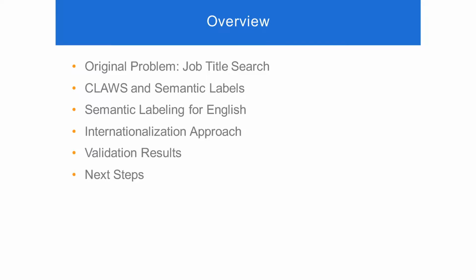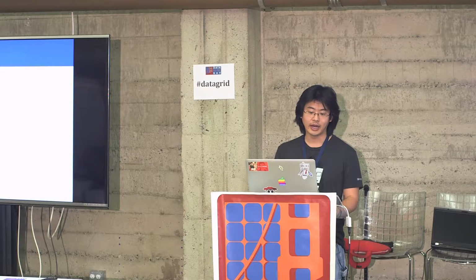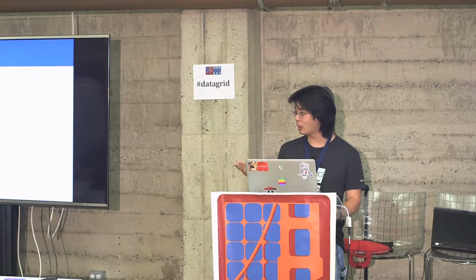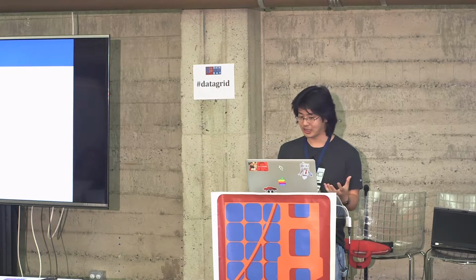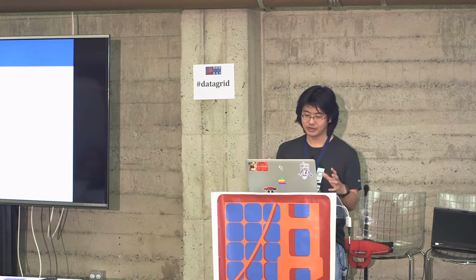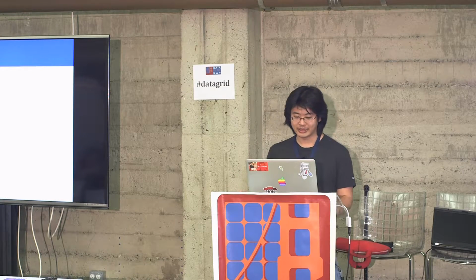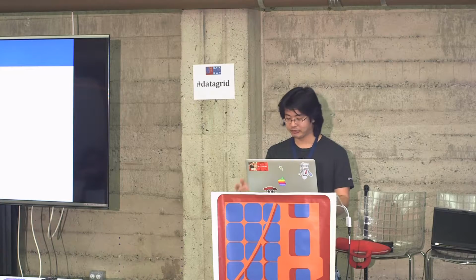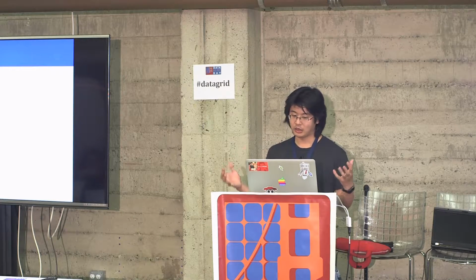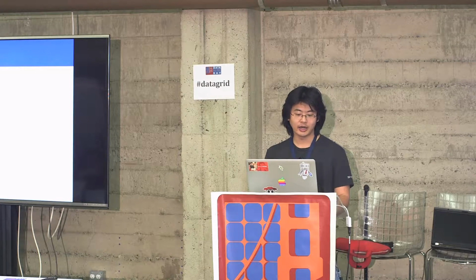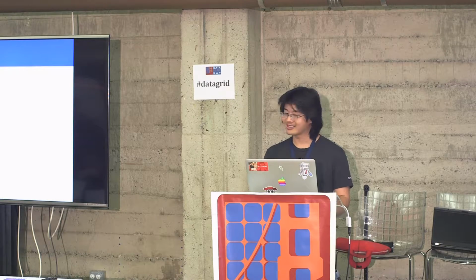That obviously requires some background, and it's somewhat specific to some tools that we've built. So I'm going to open up with a description of our original problem. We were trying to solve job title search. Then I'm going to talk about a tool we built called Clause that solves this using semantic labels. I'm going to talk a bit about how Clause uses those, a bit about how we build the semantic label data set for Clause, and then from there I'll segue into our internationalization approach, and then some validation results and next steps.